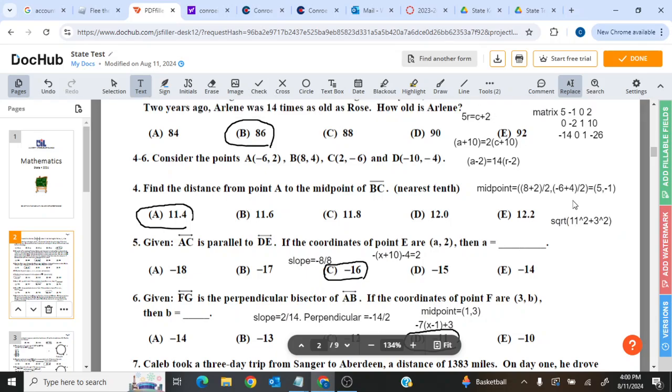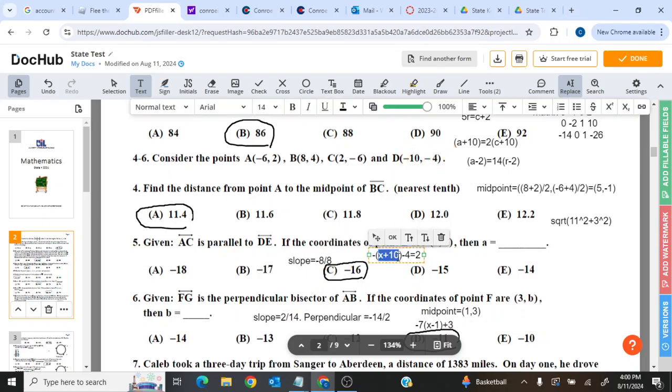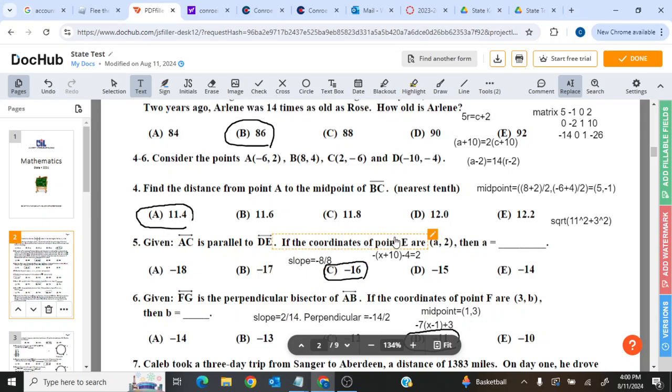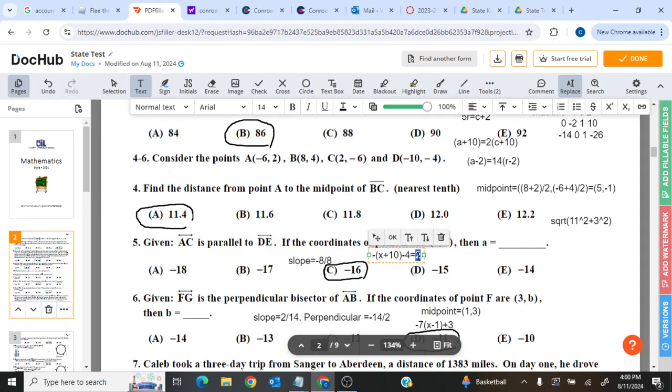If AC is parallel to DE, the coordinates of point E are (A, 2), then what is A? Well, if it's parallel, that means they have the same slope, so let's find the slope of AC. Well, it goes down, the change in y is negative 8, and the change in x is positive 8, so your slope is negative 1. So now that you have your slope, you can put it in point slope form for this given coordinate here. Negative x plus 10 minus 4 will be equal to your y, or it will be equal to 0, or in this case, it's equal to 2.